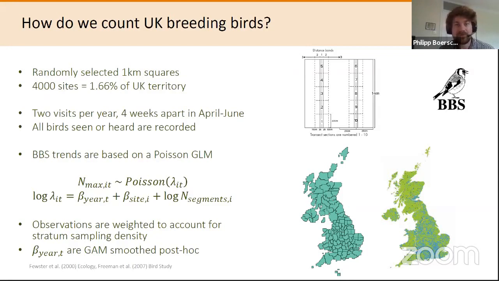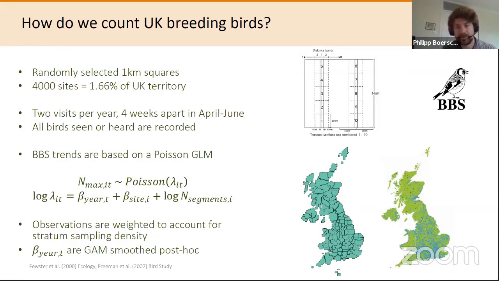And then we have volunteers that go out twice a year in spring, mid and late spring, and do distance sampling on those plots. They record all the birds that they've seen and heard, and for the standard assessment that we do, we then fit a survey-weighted Poisson GLM to those counts.